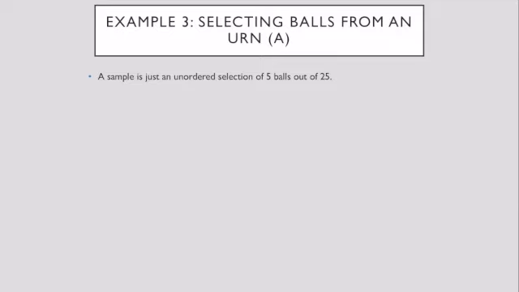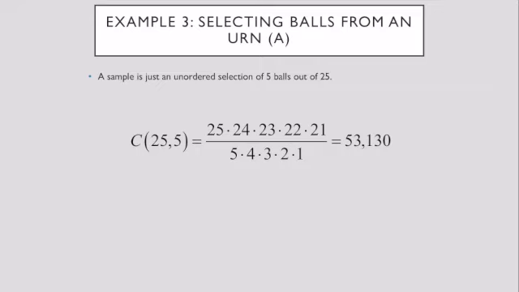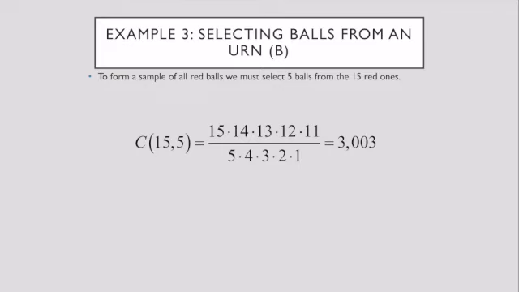So a sample is just an unordered selection of any 5 balls out of the 25 that are in my urn. So this is the possible way I could select any unordered selection of balls from my urn. For a sample of all red balls, we have to select exactly 5 from the 15 red ones. So 15 choose 5 is 3,003. So there's 3,003 ways I could select 5 from the 15.